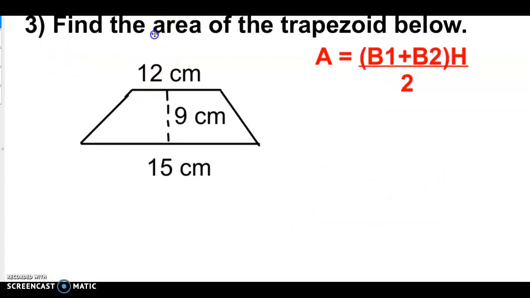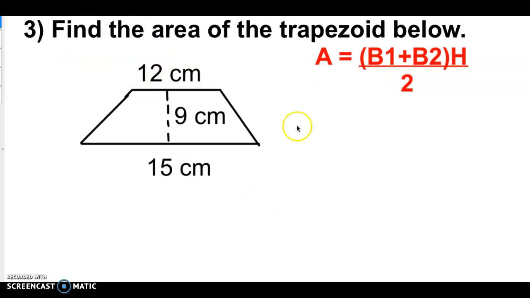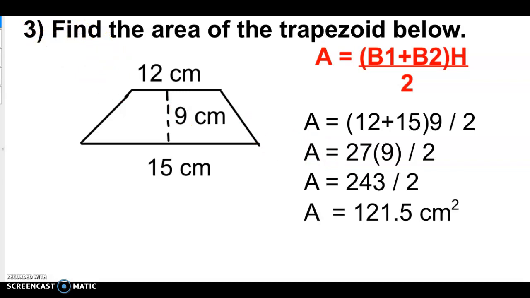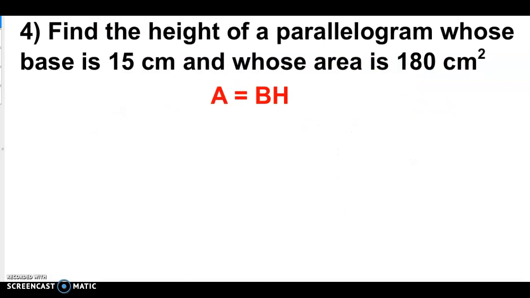Moving on to number 3, I'd like you to try this, where you use the formula, hit pause, find the area of the trapezoid, and when you hit play, you'll find the answer. Please hit pause. So boys and girls, the answer to this problem is 121.5 centimeters squared. I added together the bases, times it by the height, divided by 2. Okay, let's move on to number 4.